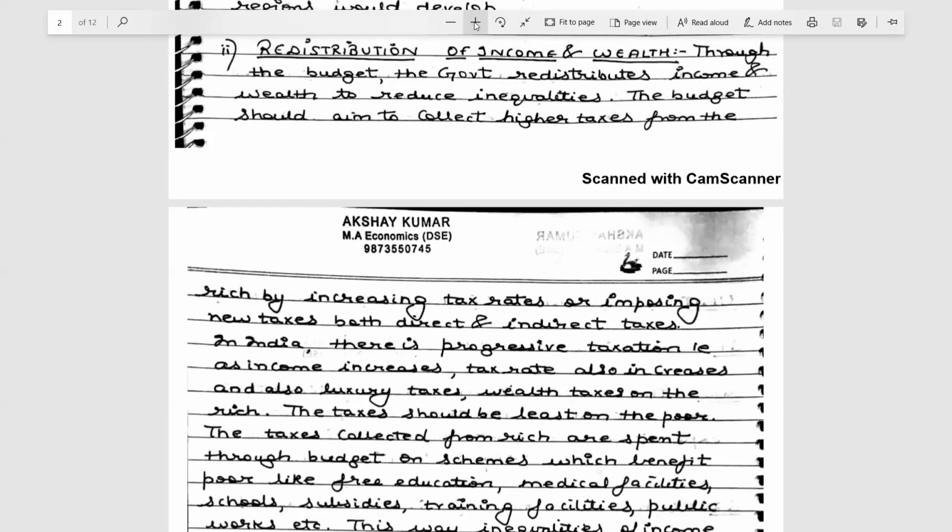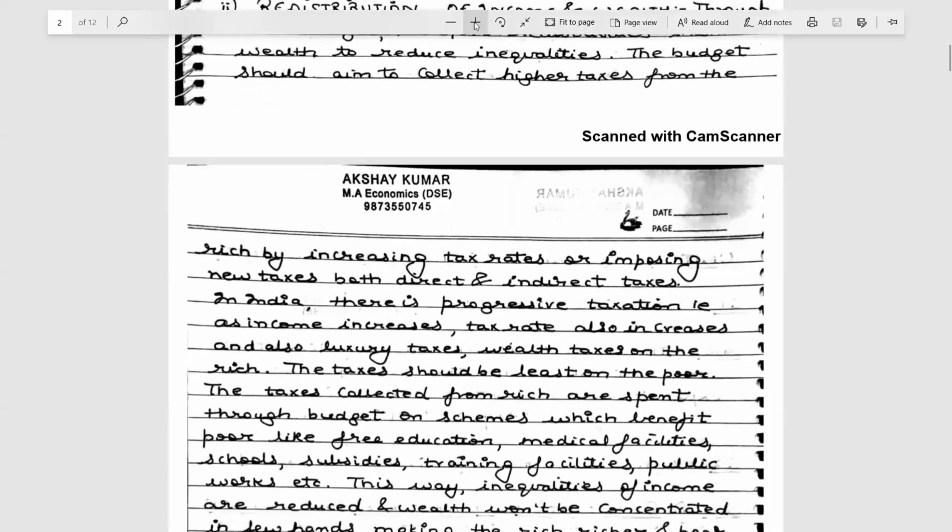And how is it done? The government in India goes for progressive taxation. That means the people who are rich pay higher taxes to the government, and the government uses those taxes through the budget to make schemes which benefit the poor, like free education, medical facilities, subsidies, training facilities, etc. In this way, the government is transferring the income and wealth from the rich to the poor so that inequalities are reduced.